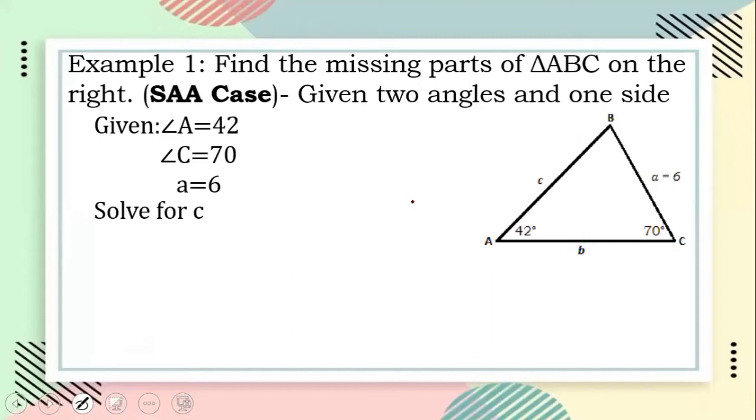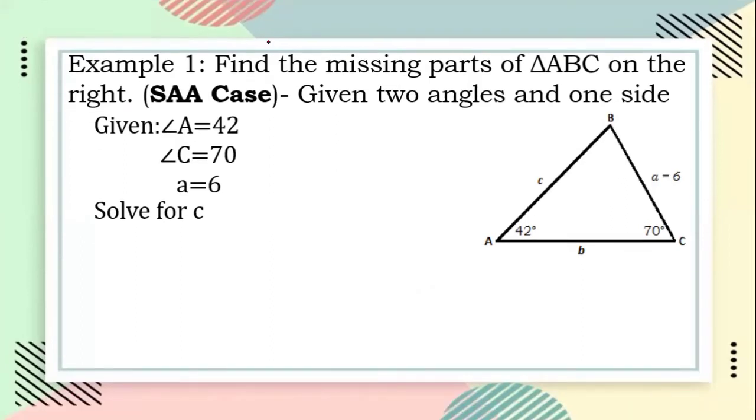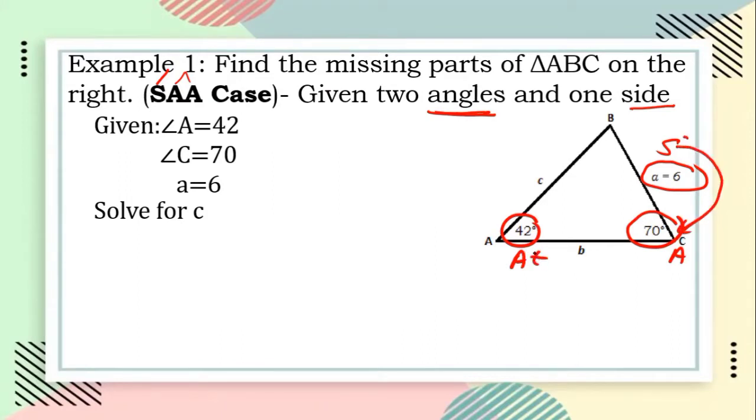So let's apply that in solving the missing parts of triangle ABC on the right side. This triangle shows the SAA case. S stands for the side of the triangle, and these two A's stand for the angles of the triangle. Side is here, and our given here is the angle and the other angle. So we have side, angle, and angle, or the SAA case.